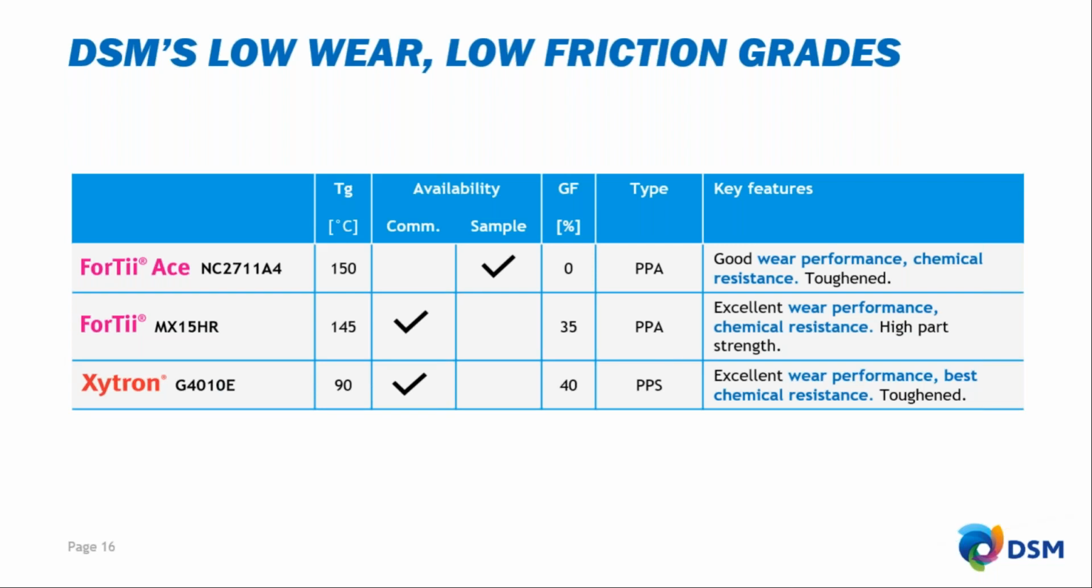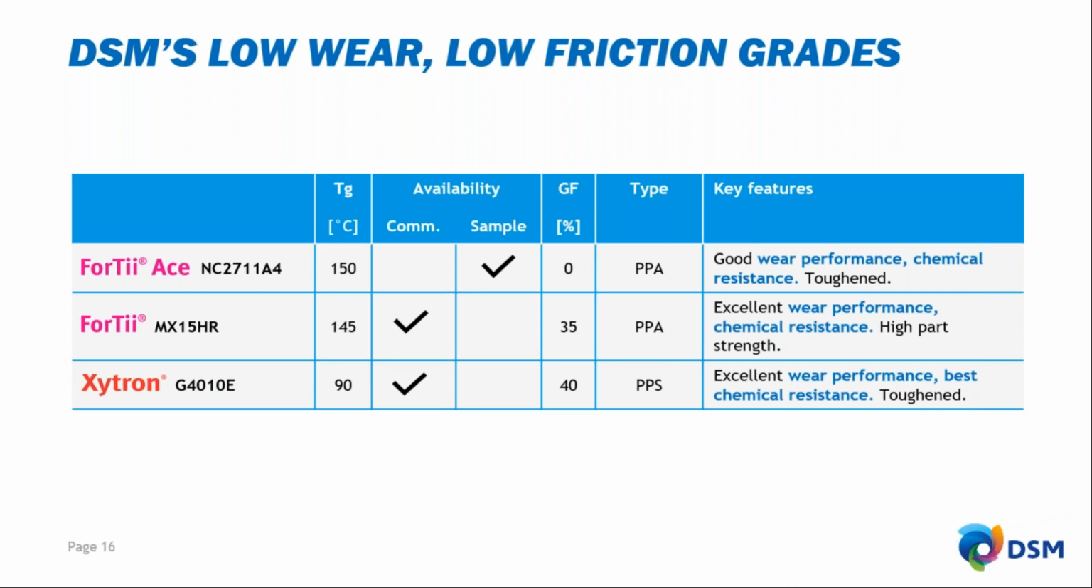That's where we focus more on the 4T MX15HR. That has very good Tg, 145, and that's commercial material. Today it's 35% glass filled PPA, so it has very high part strength, but actually better wear performance than what traditionally has been out in the market today for PPAs.